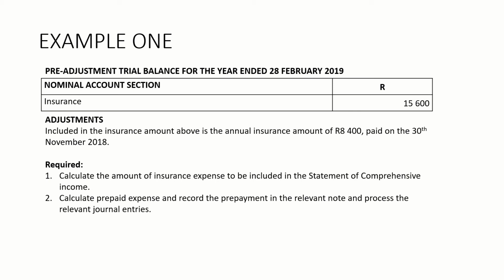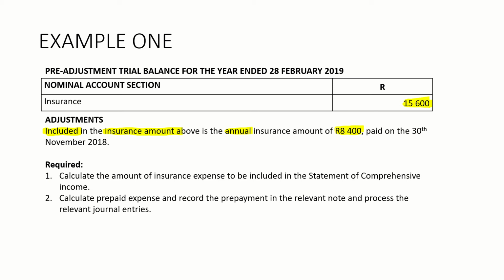Remember, the pre-adjustment trial balance shows balances before adjustments were taken into account. As part of adjustments, this is what we recognized. Included in the insurance amount above means that included in that 15,600, there's an annual insurance amount of 8,400. Annual simply means a year. So this 8,400 is included in the 15,600.